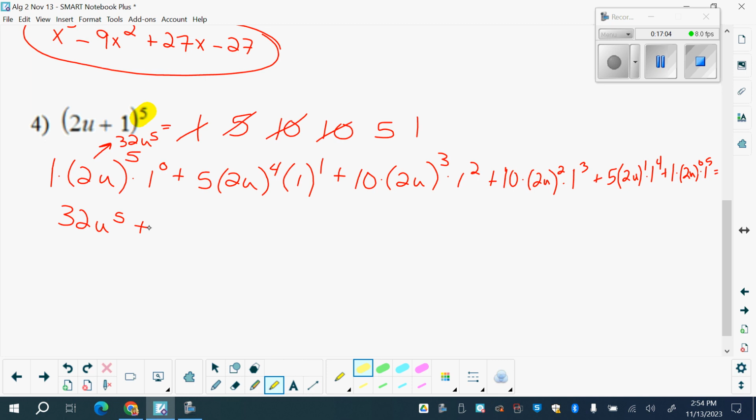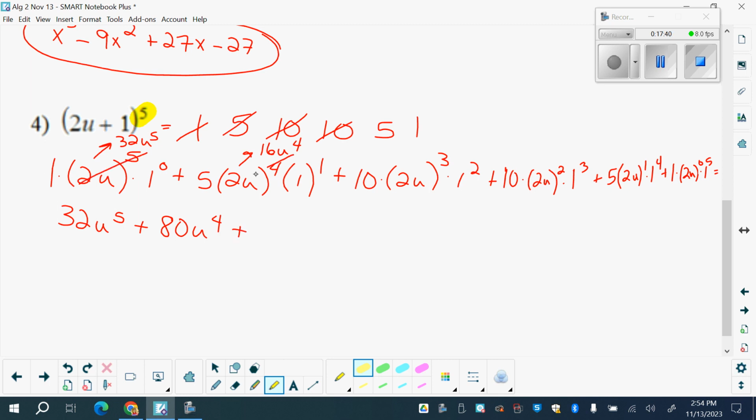It's almost the same. So what's 2u quantity to the 4th? 16u to the 4th. 5 times 16u to the 4th. 80u to the 4th, because the 1 to the 1 is just what? 1. So that really doesn't affect it, does it?